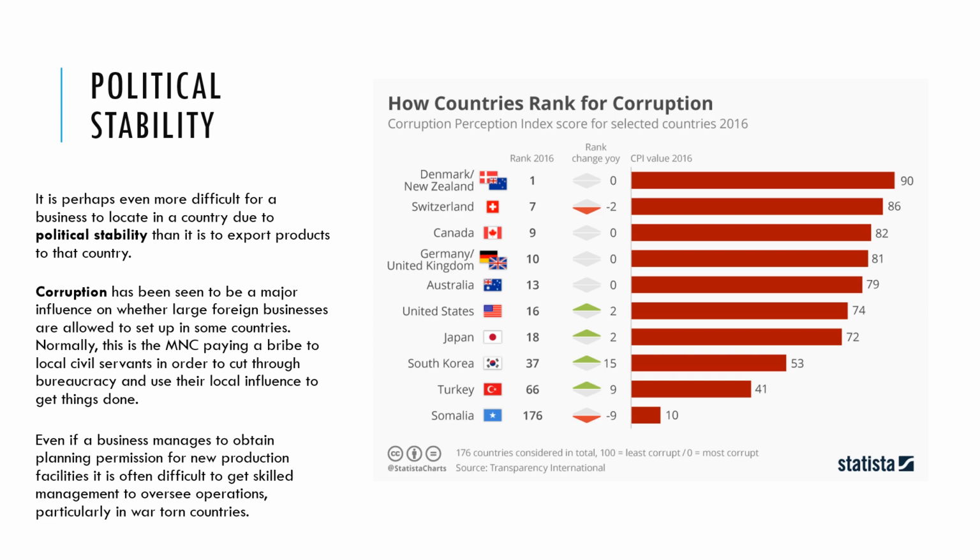This chart here shows us some examples of rankings for political stability in 2016. At the top we can see countries like Denmark and New Zealand are considered particularly stable, whereas countries like Somalia and, to a lesser extent, Turkey are less stable.